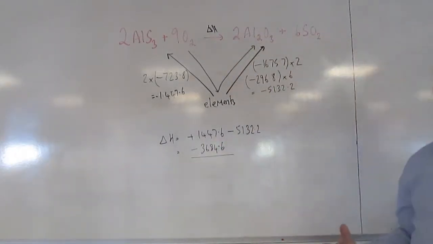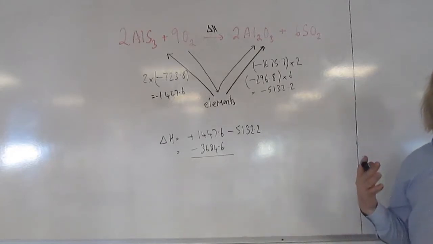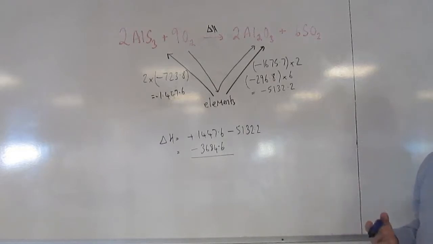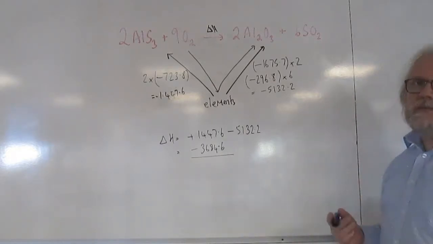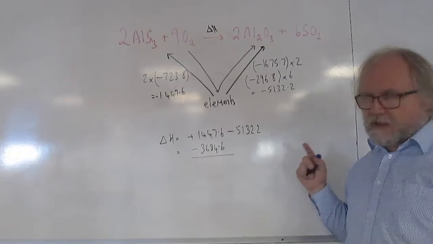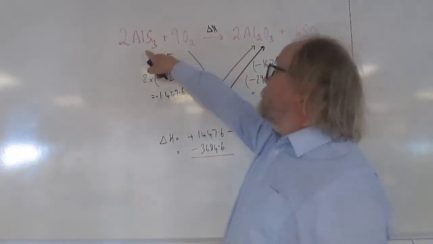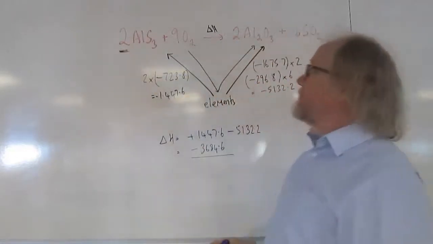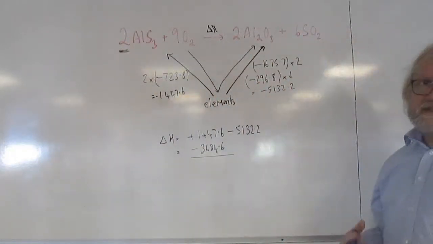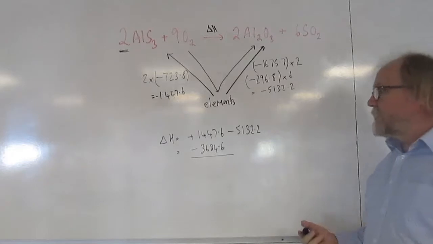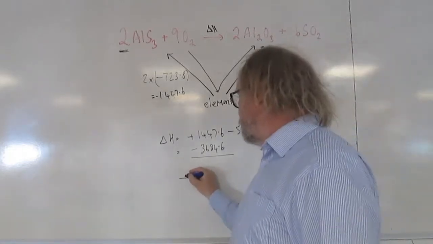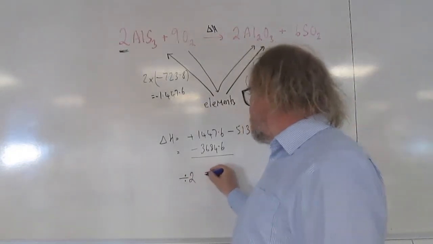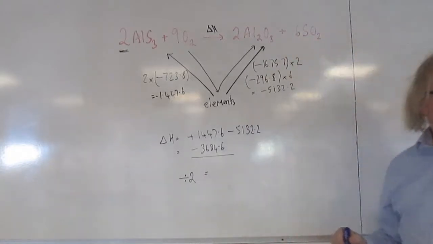But that's not quite the answer to the question yet, because the question said, what's the enthalpy change of combustion of aluminium sulfide? And remember, enthalpy change of combustion is when 1 mole of the compound burns in oxygen. So we are reacting with oxygen, which is right, but we're burning 2 moles of that. So you've got to halve that to get the enthalpy change of combustion.